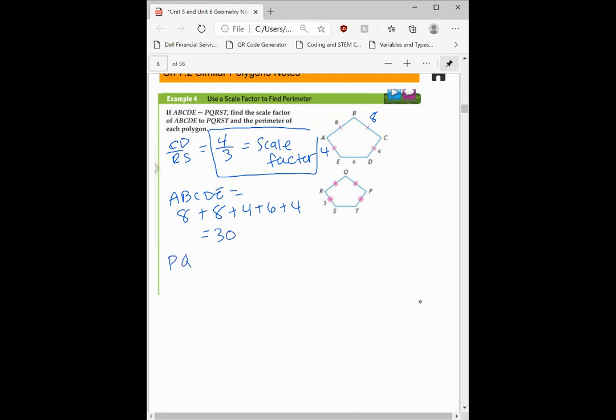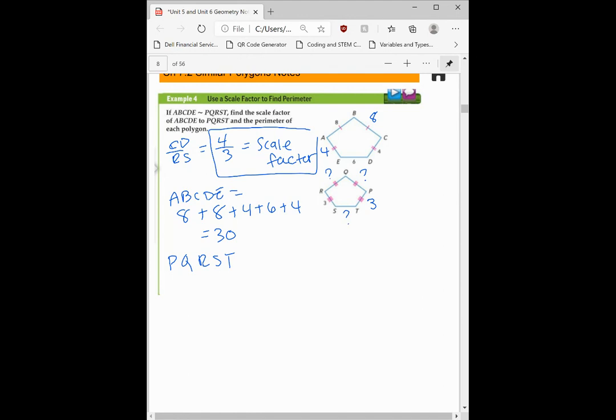And then PQRST, so this is 3, and these ones, oh, I see. So do you see how these are missing? So we don't know this one, or this one.